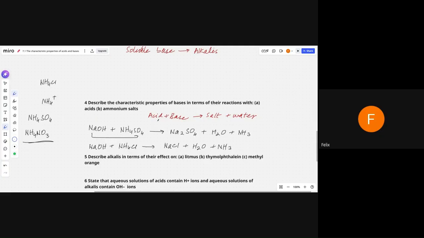So the general equation for ammonium salts will be: ammonium salt plus base. You will get three things: a salt plus water plus ammonia gas, right? So this is the general equation. Depending on the type of base used and the ammonium salt used, we can write down the formula of the salt that will be produced by this reaction.